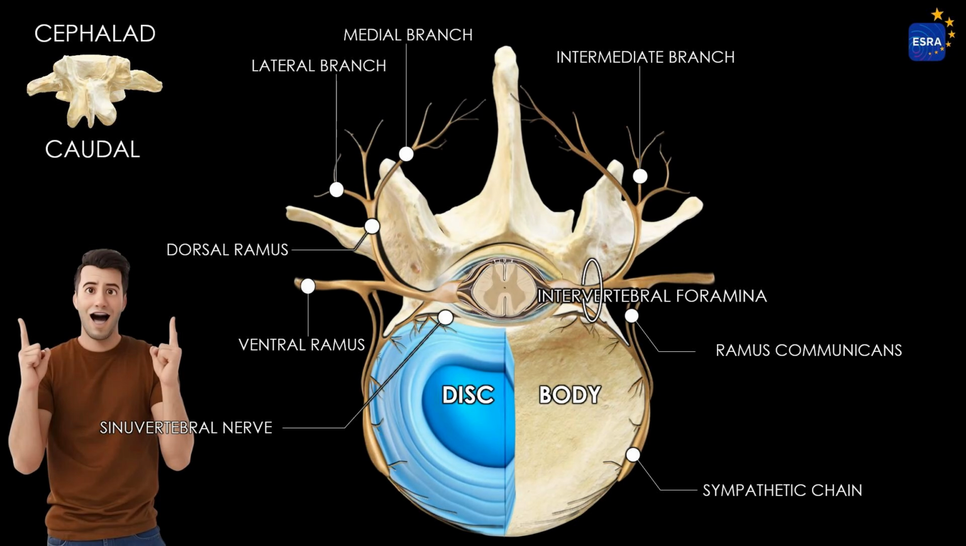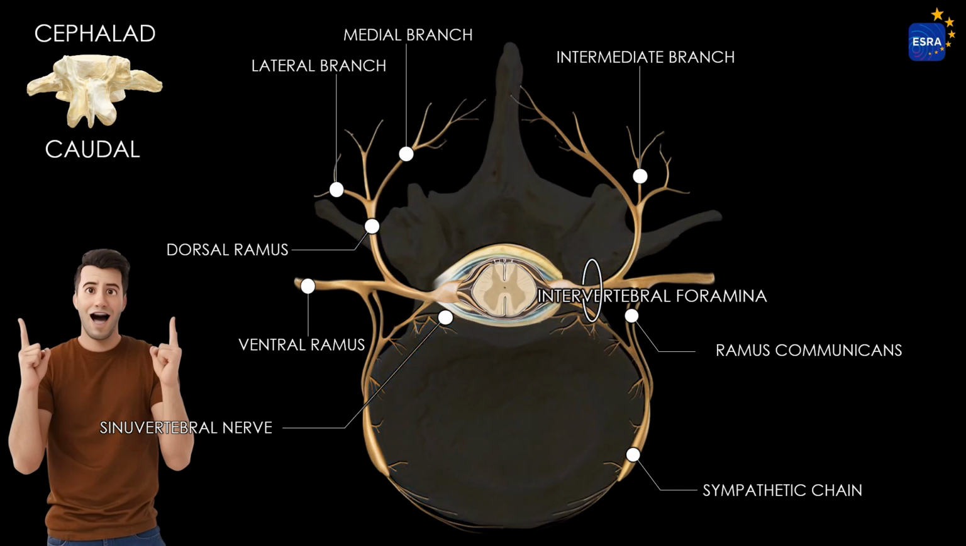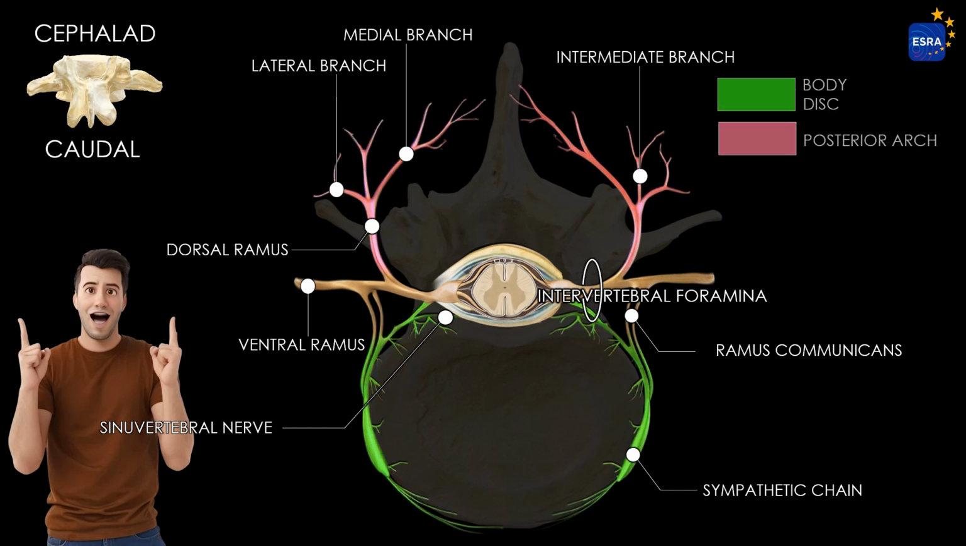The posterior vertebral arch consists of the laminae, pedicles, spinous processes, transverse processes, and articular processes. Its innervation comes from the medial branches of the posterior rami of the lumbar spinal nerves, which innervate the facet, zygapophyseal joints, the interspinous ligaments, the ligamentum flavum, and the paravertebral muscles.